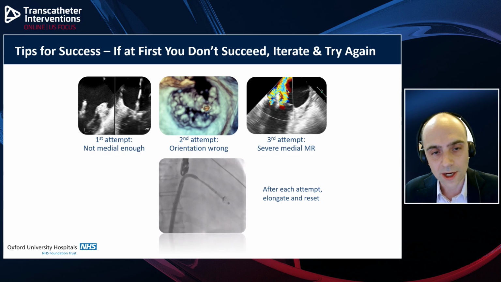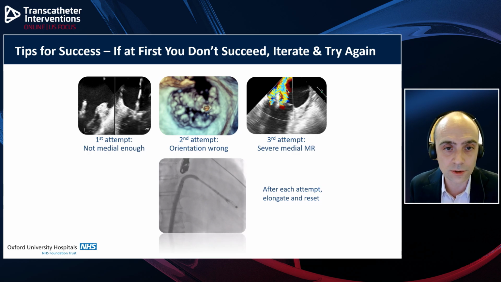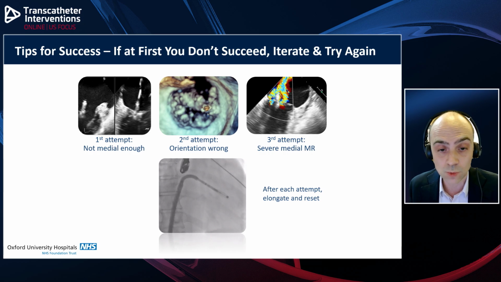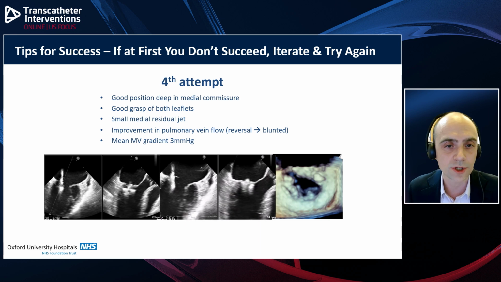First attempt, not medial enough. Second attempt, orientation wrong. Third attempt, severe medial MR. And this is the Pascal system where we could elongate, come out of the commissural part of the valve without getting caught, reset, think again, talk to our imaging partners and colleagues, work out what we're going to do differently. And that was a very safe, stable procedure with no issues.